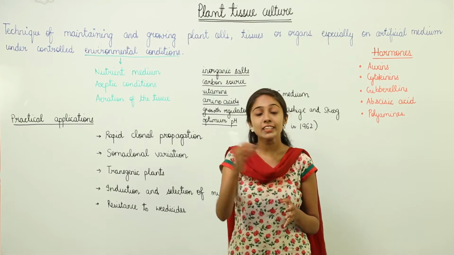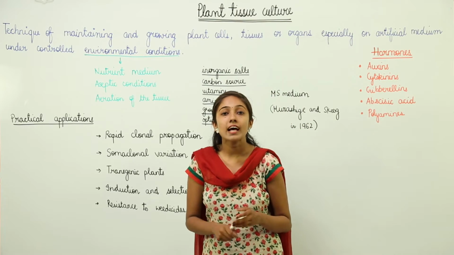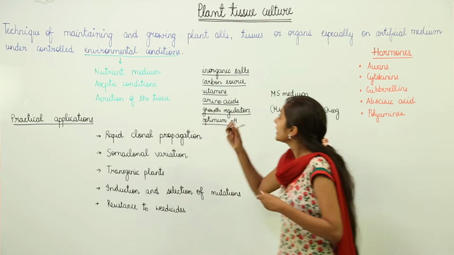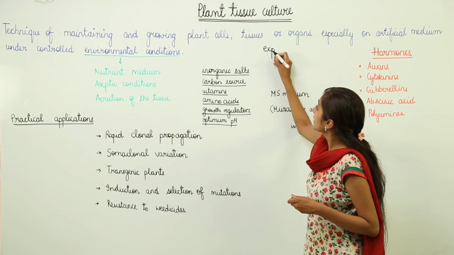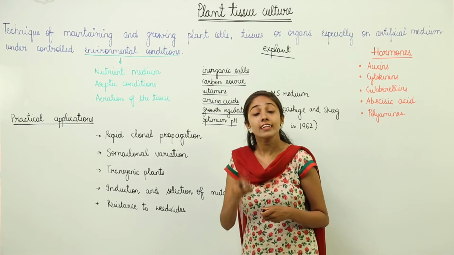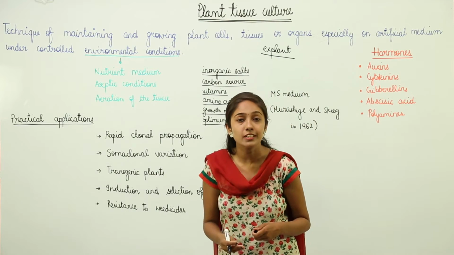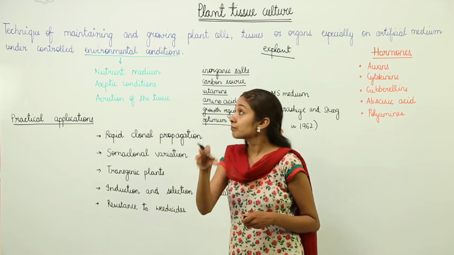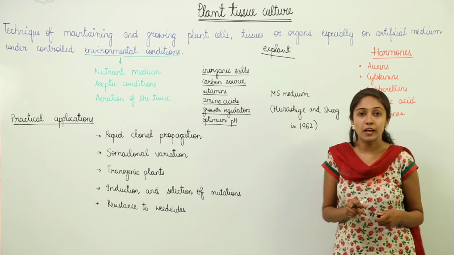When we talk about the plant cells, tissues or organs that we take for the growth of the complete plantlet, that is known as explant. What do we call it? We call it explant. So the part of the plant that we are growing in laboratory conditions in artificial medium, that plant or that plant part is known as explant.